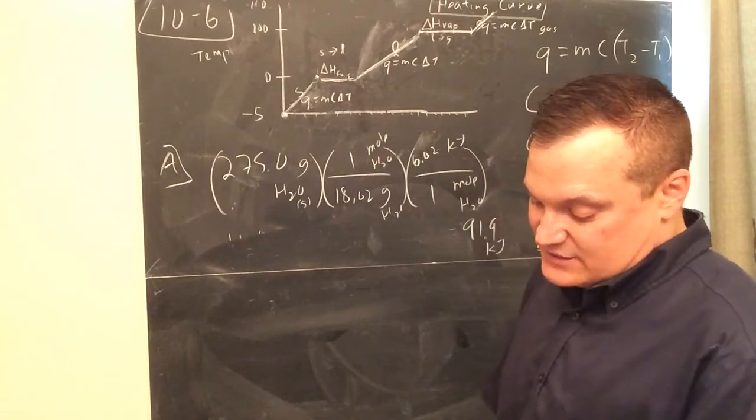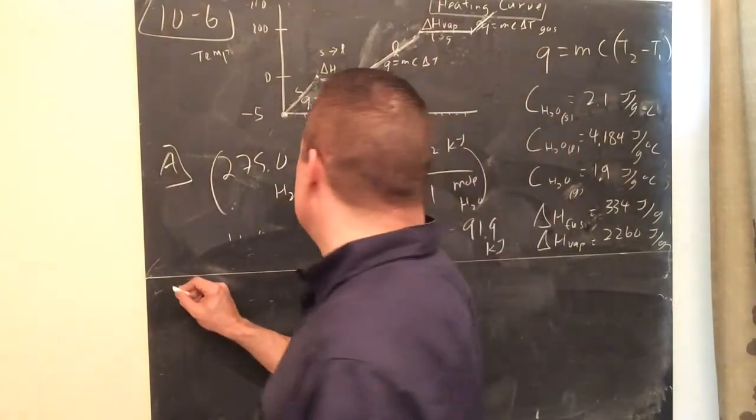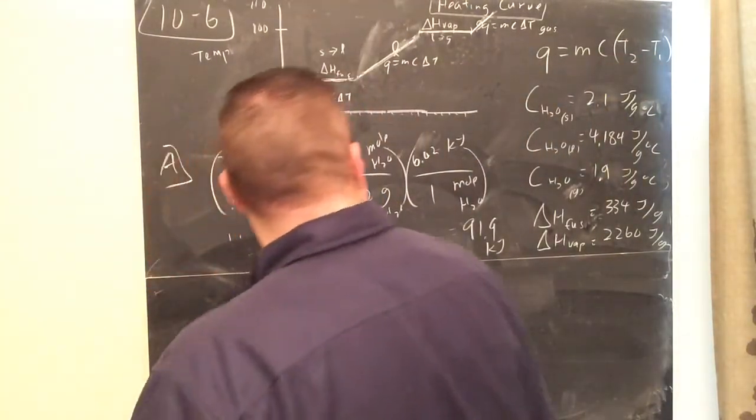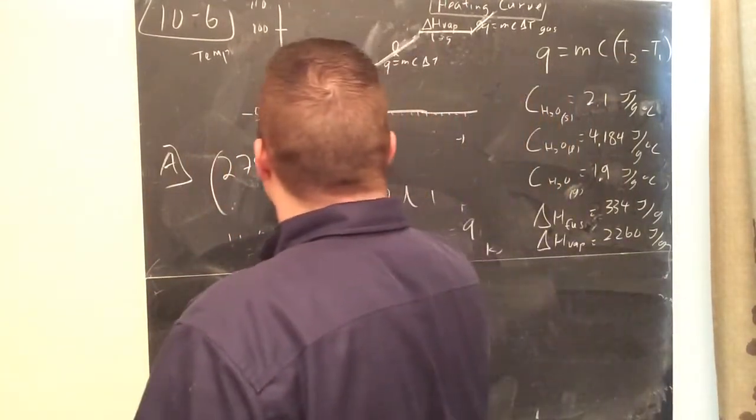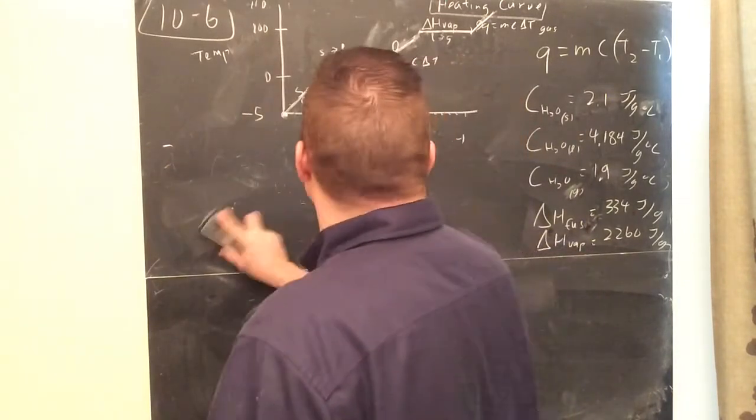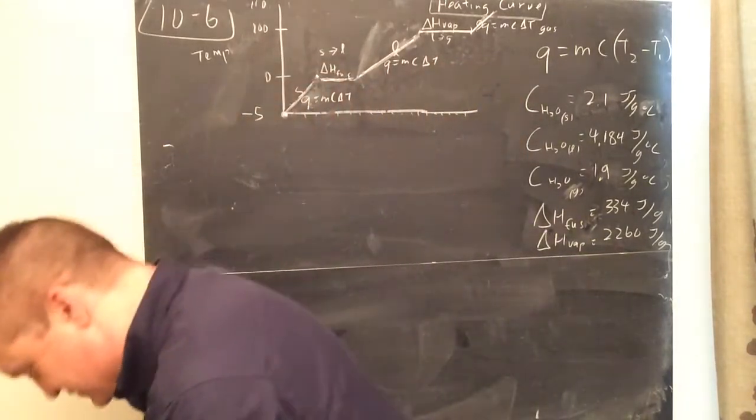Letter C says calculate the heat. Let me do that one. Let me go to C, and I guess I'll erase this. That's going to be a lot like what I just told you a moment ago, actually. This is like what I just told you on A.